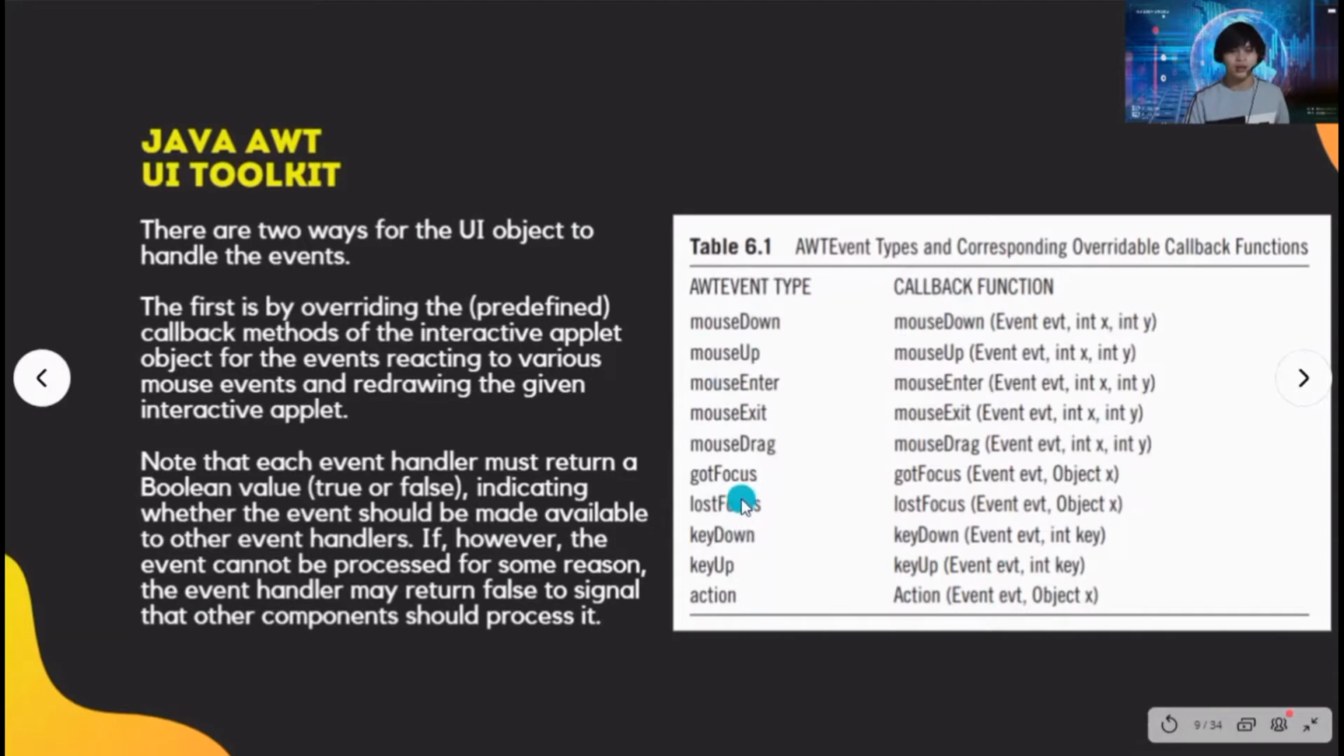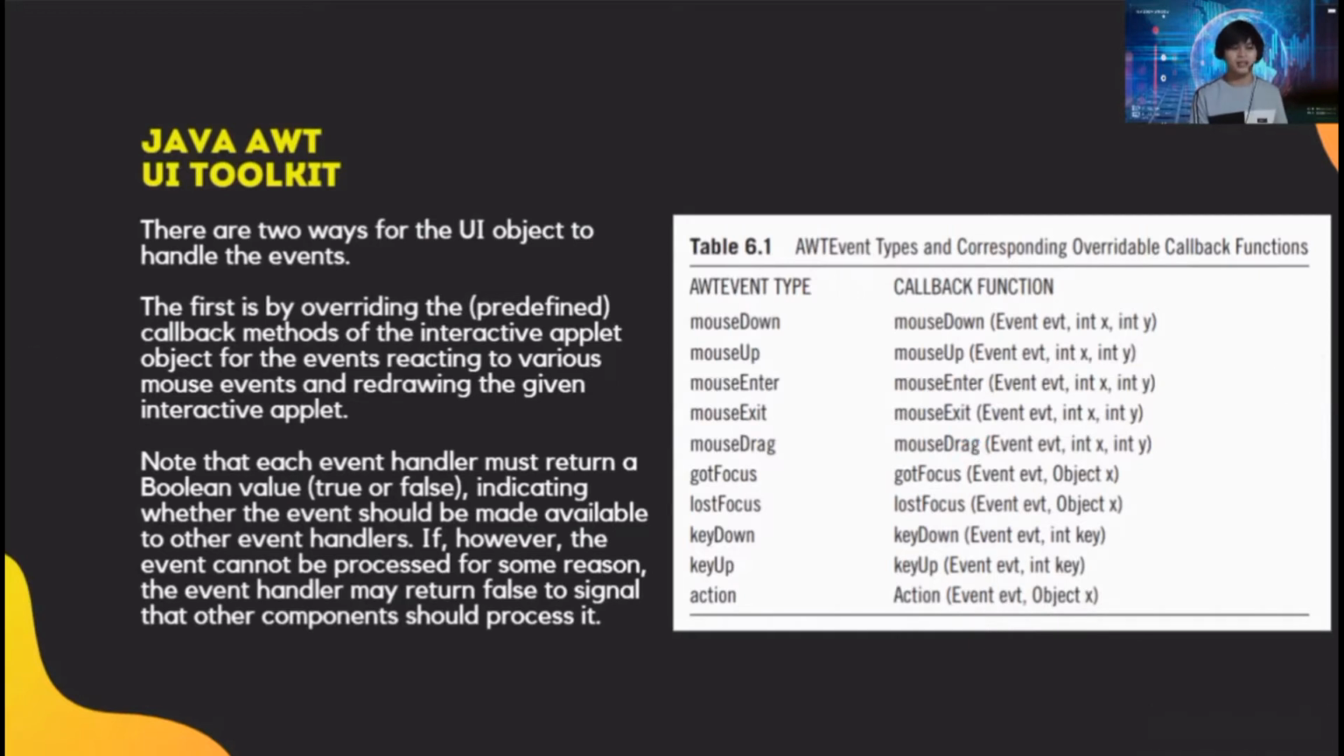When your system has these different functions, such as mouse down, mouse up, mouse enter, mouse exit, mouse drag, get focus, lost focus, key down, key up, and action, the callback function will be like this. So again, in programming, you just need to import the library, import the AWT Java toolkit, and after importing that library, you can then use these different functions. These are the different callback functions. You're just going to call this.